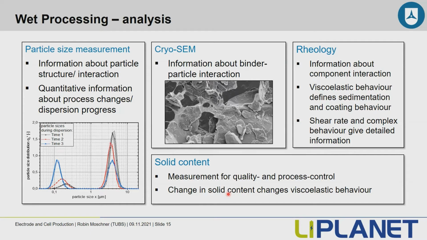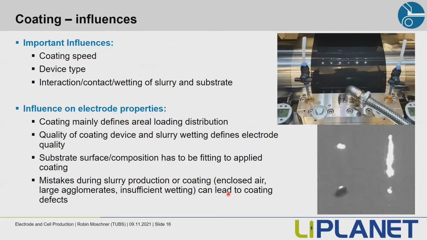So now we have finished our slurry, and the next step is to bring the slurry onto our current collector by coating. Important influences during the coating step are mainly the coating speed, the device type we use, and the interaction between the slurry and the substrate.